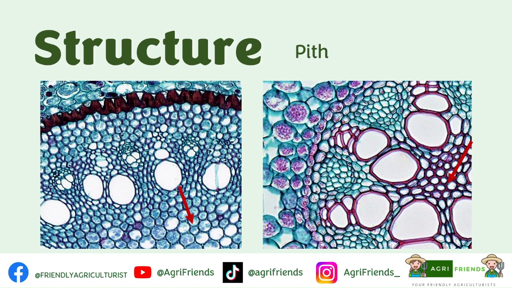Lastly is the pith. So these are ground tissues used for storage of both food and waste products. In monocot, the pith is large and is made up of parenchymatous cells. However, in dicot, it usually does not exist, or if present, it is quite small.